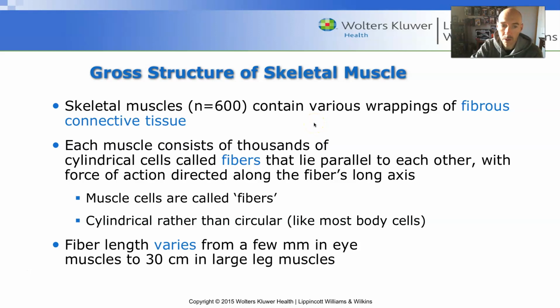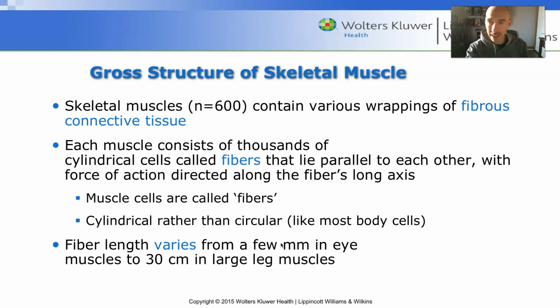Muscle cells are a little bit different from normal body cells in that they have what you see here, a cylindrical shape. So rather than being round or circular like most body cells, they're cylindrical, okay? For that reason, muscle cells are often referred to as muscle fibers. So I'll probably use that term throughout the rest of this lecture. When I say muscle fiber, I'm just referring to a muscle cell, okay? The length of that fiber can vary from very short, such as the muscles in your eye, to very long, such as the muscles in your legs, okay?